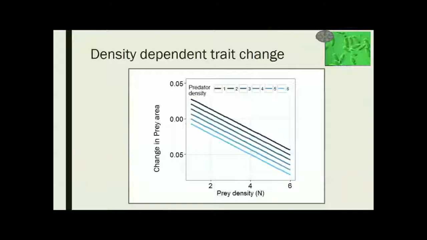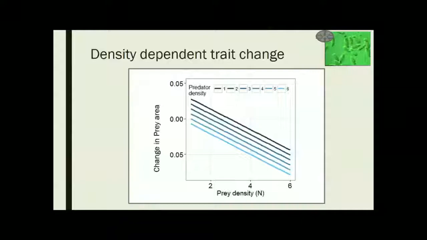And at the same time, there's also a component of this prey size reduction which is related to the density of predators in the environment. So there's dually an effect of the predators and the prey themselves that is driving selection for a smaller body size over time.